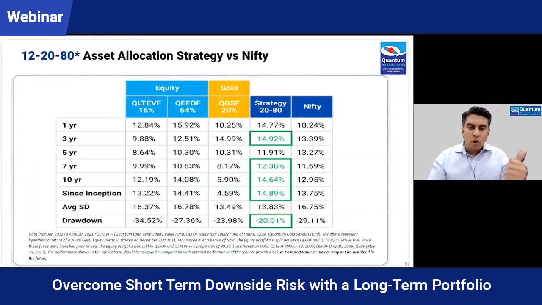If you look at the long term, this is data since January 2012. And if you look at the since-inception row, the strategy 2080, because 20 is something that you keep very, very sacred. You don't consider even their returns because that you cannot touch, and you need to keep it very, very safe. So if you were to consider the 2080, the rest part of it, the returns on that since January 2012 were close to 14.9% versus Nifty giving a return of 13.75%.